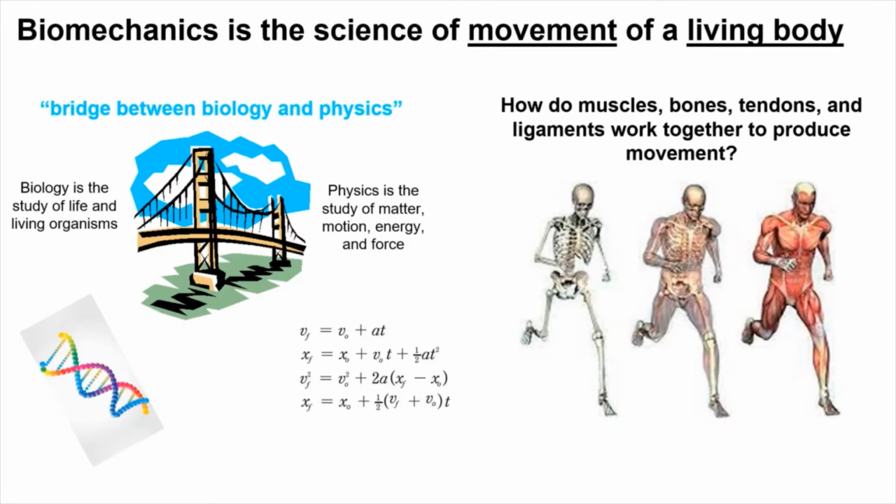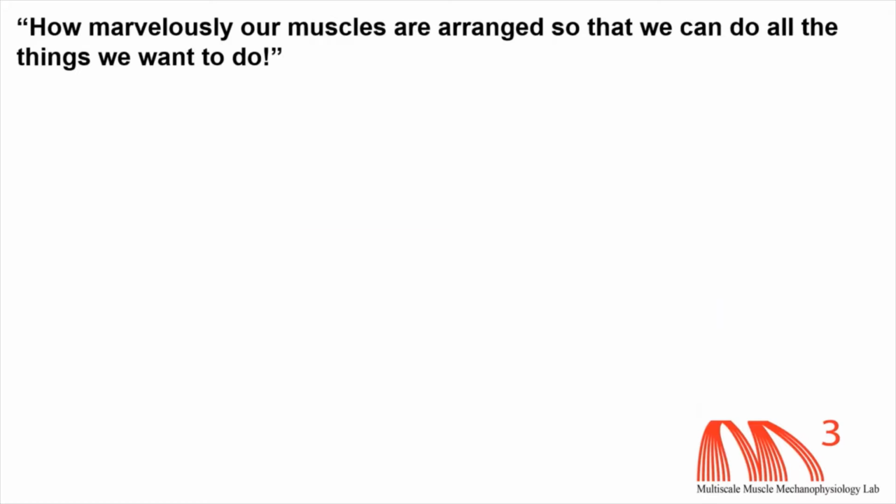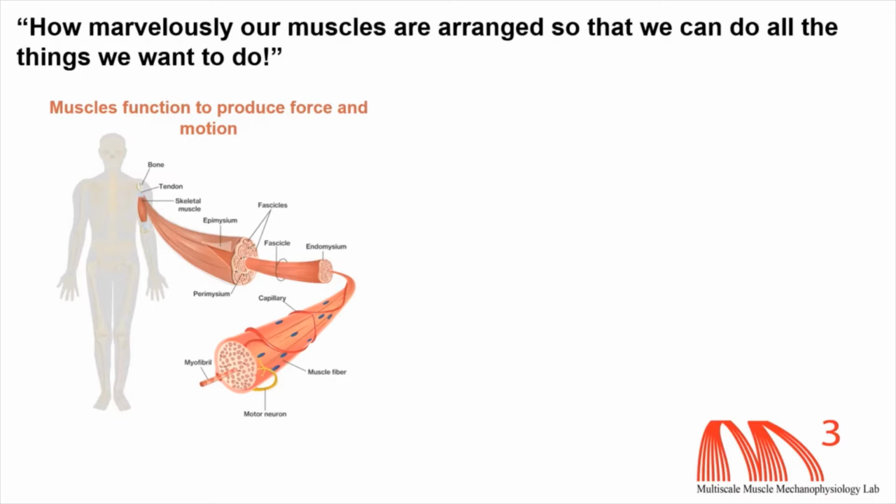And so we can ask questions like, how do our muscles, bones, tendons, and ligaments all work together to produce movement? What are these forces that are being created, and how does the biology within all of this tissue affect it? One of the really cool applications of biomechanics is studying the form and function of muscles. Muscles produce force, which allows us to create movement and motion, or you can say do all of the things that we want to do.